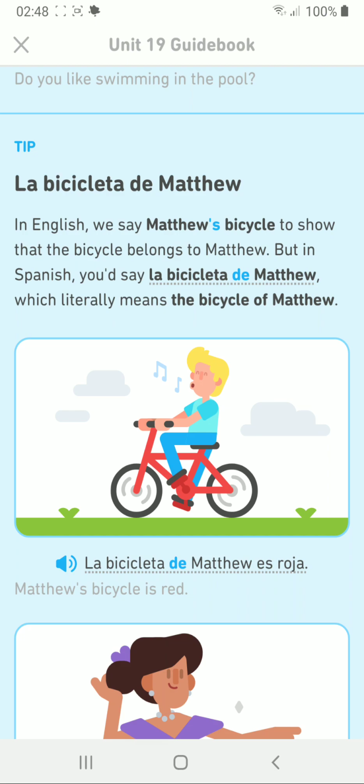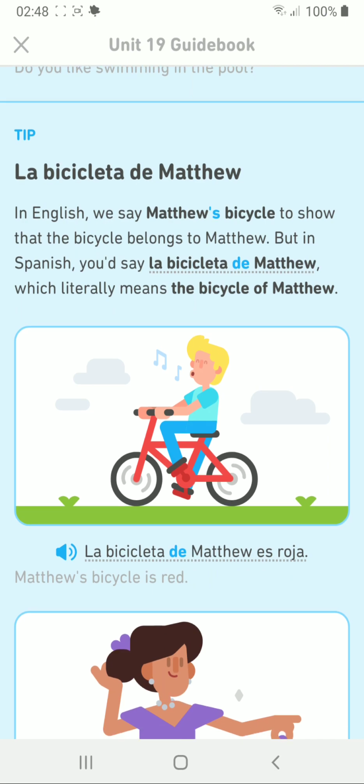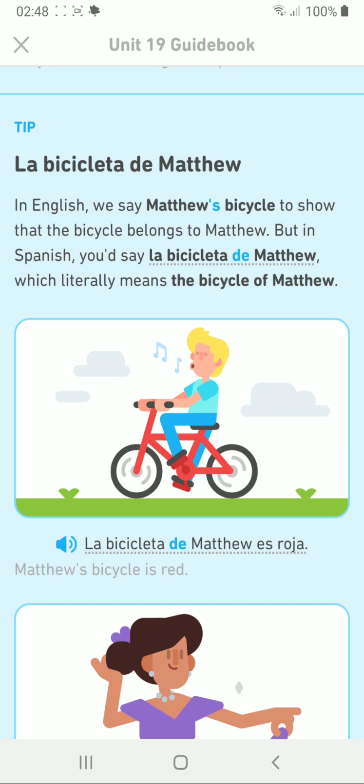In English we say Matthew's bicycle to show that the bicycle belongs to Matthew. So we have the apostrophe S. But in Spanish you'd say la bicicleta de Matthew, which literally means the bicycle of Matthew. So that's how you talk in Spanish. You say the bicycle of Matthew and so on. But in English, proper English, you say Matthew's bicycle, right?